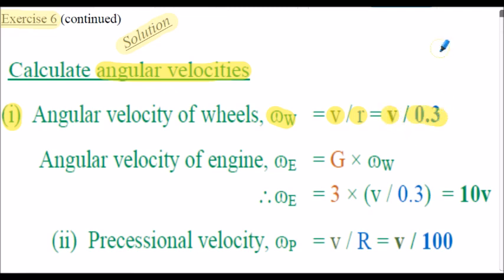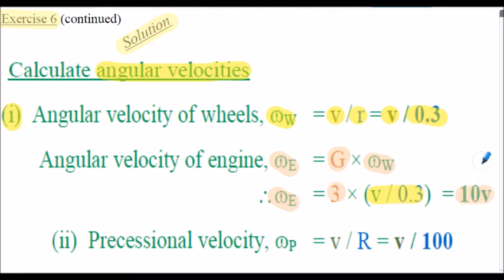So we know that omega of the wheels is v divided by 0.3. Next we can calculate the angular velocity of the engine, omega e shown here. From the previous slide we just rearranged the gear ratio, so to calculate omega e it will be the gear ratio multiplied by omega w, the speed of the wheel, that's shown as v divided by 0.3 above, and we multiply that by the gear ratio 3. So now we have the angular velocity of the engine, omega e, again in terms of linear velocity it's 10 multiplied by v.